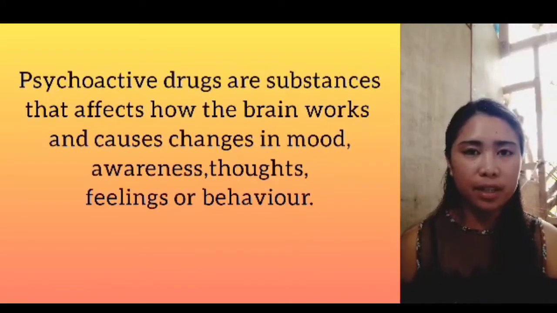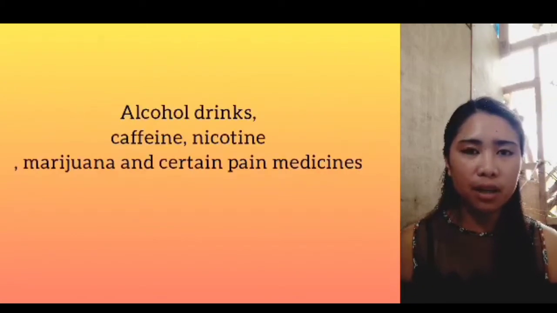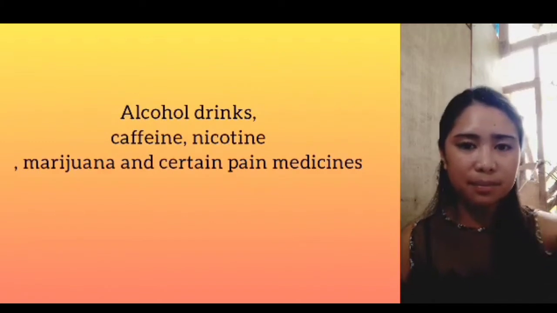Psychoactive drugs are substances that affect how the brain works and cause changes in mood, awareness, thoughts, feelings, or behavior. A woman who uses cocaine during pregnancy may give birth prematurely or have a baby shorter in length than normal and with a low birth weight. Examples of psychoactive substances include alcohol, caffeine, nicotine, marijuana, and certain pain medicines.